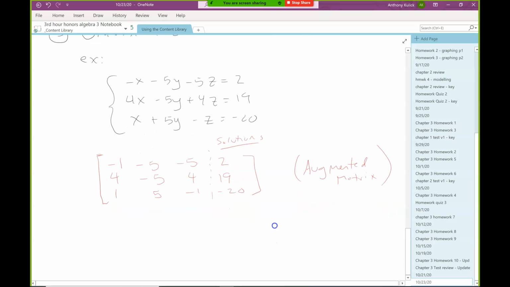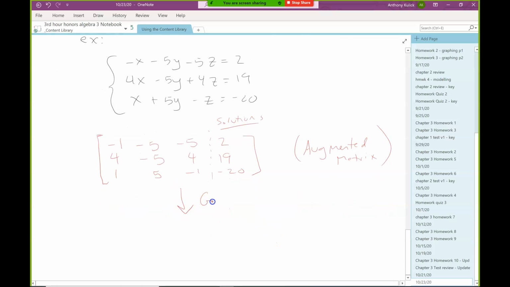And our goal is to do stuff so that the left-hand side of our augmented matrix looks like the identity matrix. And then the right-hand side of our equation will give our answer for x, our answer for y, and our answer for z. Is what's going to end up happening.